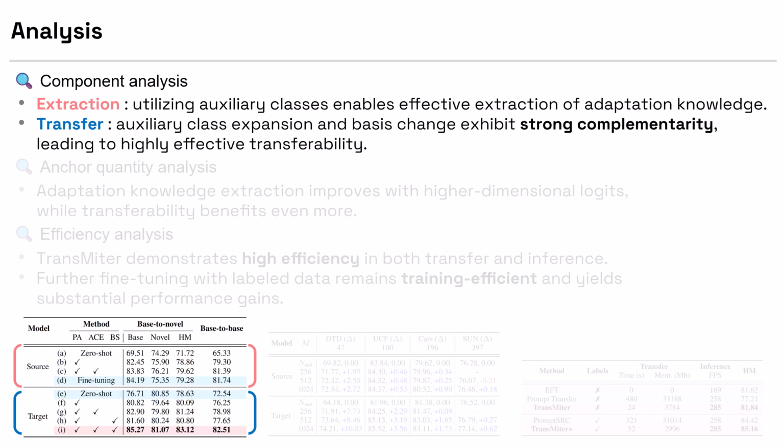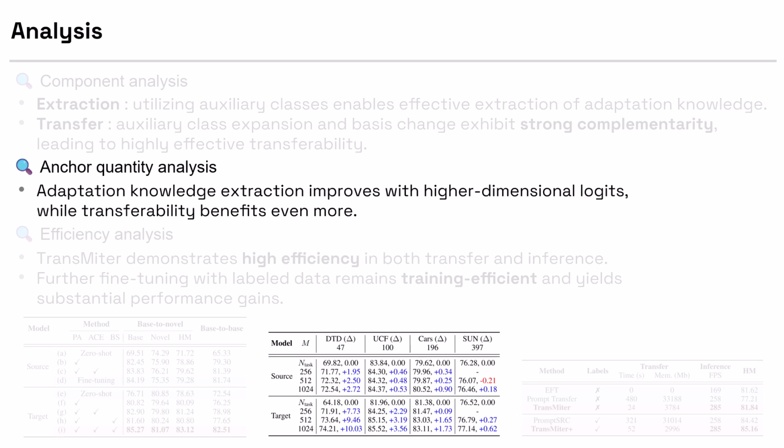Next, we present a series of analyses to better understand why TransMiter works and where its gains come from. For the adaptation knowledge extraction, introducing auxiliary classes significantly improves the quality of extracted knowledge. For transfer, we observe that auxiliary class expansion and basis change alignment are highly complementary, leading to effective transfer. For a more in-depth analysis of auxiliary classes, we observe that higher-dimensional logits improve adaptation knowledge extraction, while transferability benefits even more, highlighting the importance of sufficient logit expansion for cross-model transfer.